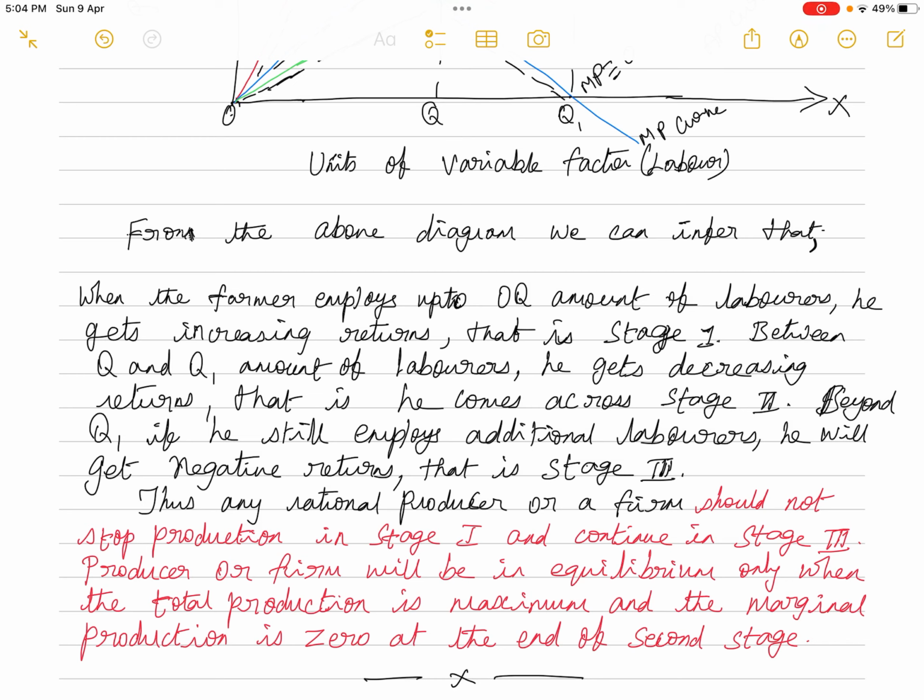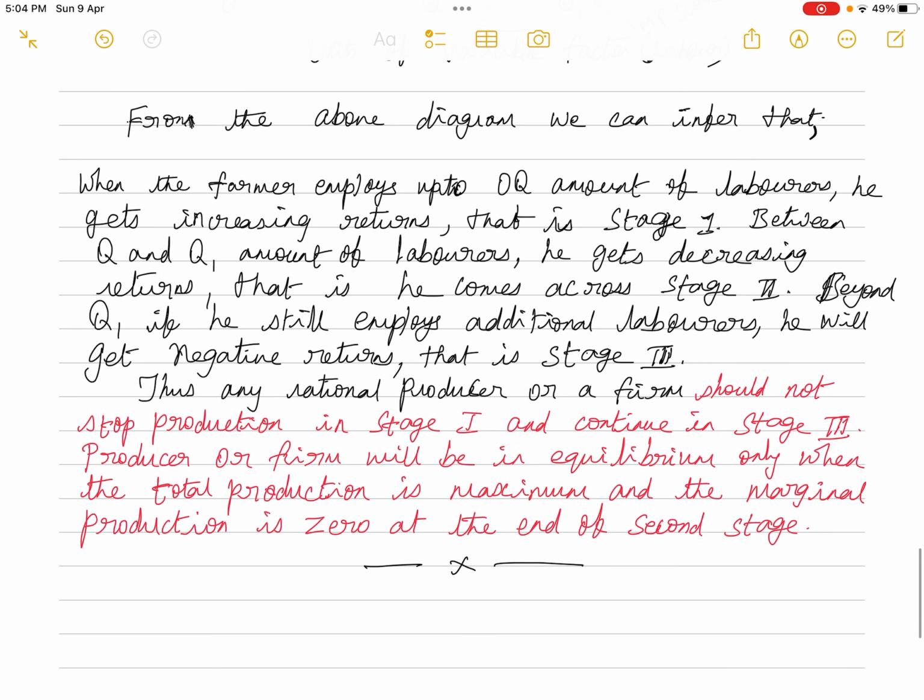So from the above diagram, we can infer that when the farmer employs OQ amount of laborers, he gets increasing returns, that is stage 1. Between Q and Q1 amount of laborers, he gets decreasing returns. Okay, and that is stage 2. And beyond Q1, if he keeps employing additional laborers, he will get negative returns, that is stage 3. Okay, so whatever I have explained in words, you write in sentences.